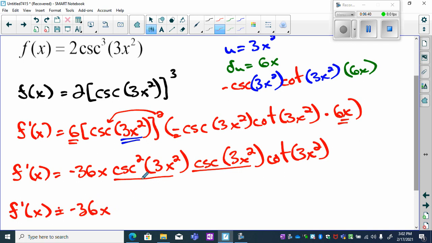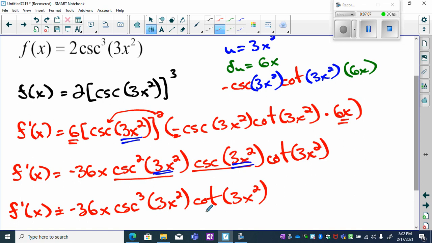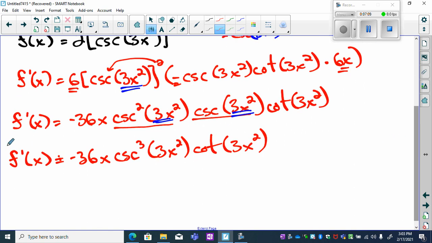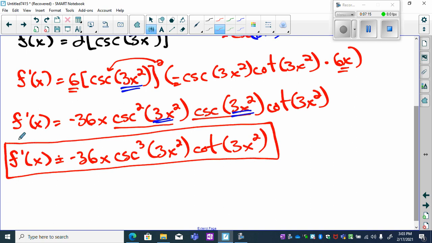Negative 36x. Cosecant squared, since the arguments are the same, okay, since the 3x squared, this is a 3x squared, this is a 3x squared, you can combine those. So cosecant squared 3x squared, times cosecant to the first 3x squared would give me a cosecant cubed 3x squared. And then the cotangent 3x squared would follow suit. And that is your final answer. Now those are two examples, all right, where you had to simplify your answers. Let's look at a few where you do not have to simplify.